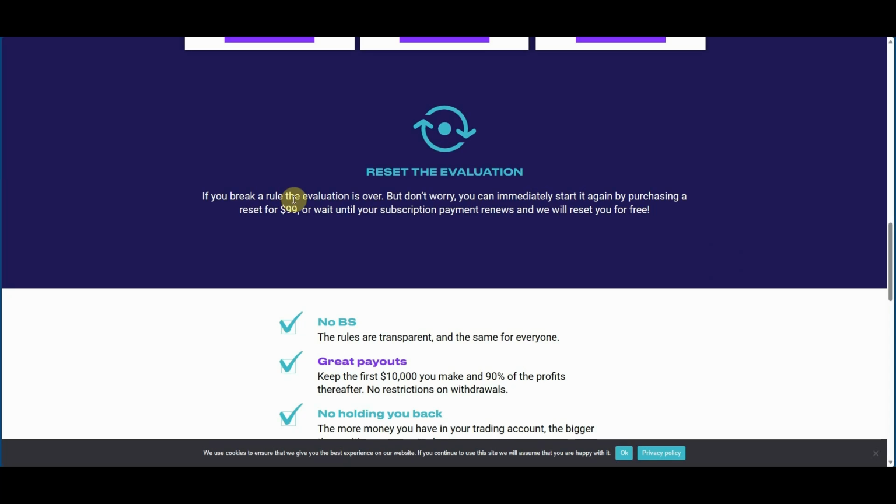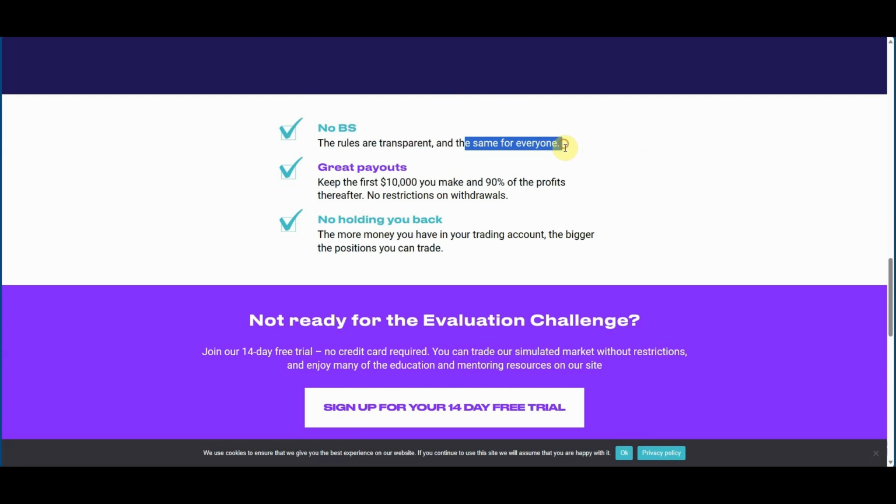Now, if you break a rule, you can reset the evaluation for a fee. That fee at the moment, at the time of this recording, is $99, and it's all in USD, the pricing on Trade Day. So the rules are pretty cut and dry, they're fairly clean, and they like to operate in a pretty professional manner so far as I've seen. So that's really good.